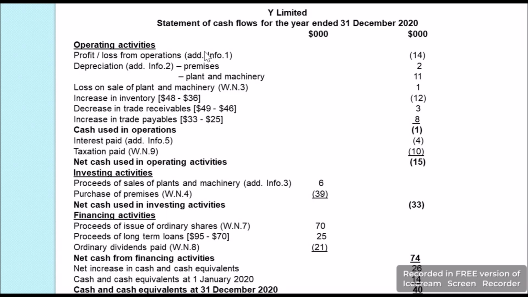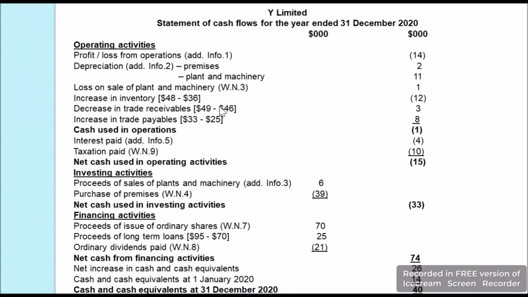As we are done with all the calculation, let's now proceed and make the cash flow statement based on IAS 7. We will start with the operating activities. In operating activities, we will start with profit or loss from operation. Here we have loss from operation, which is mentioned in additional information 1 as $14,000.